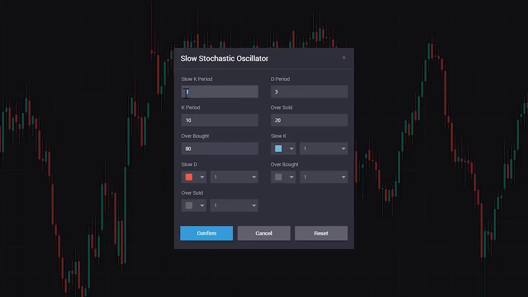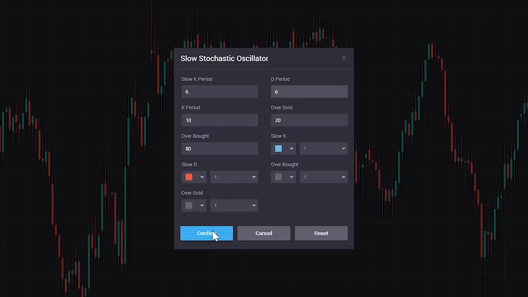So I would refer to this as percentage D. On the software it's showing as slow K, same thing, different name. And then over here, which in the textbooks we refer to as percentage D, it's known as D on here. But again, what we're looking at, K is the raw value, then we're smoothing that out. So we've got a 10, 6, 6 stochastic.